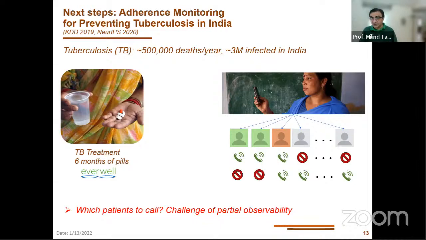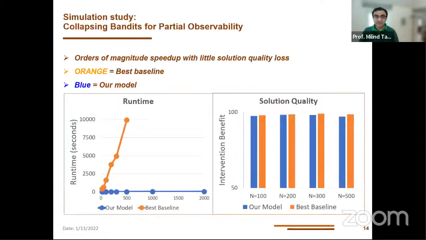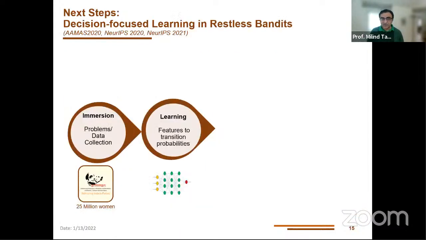We presented a solution to this problem in our NeurIPS 20 paper and showed that we can come up with an algorithm, which is shown here in blue, which is significantly faster compared to the current state of the art in terms of solving the problem, while giving up very little in terms of solution quality. But there are many other very exciting problems.